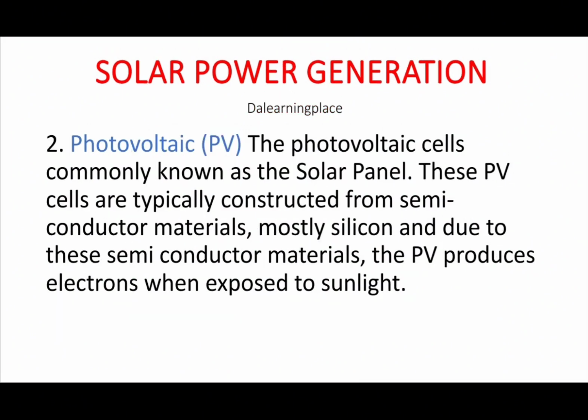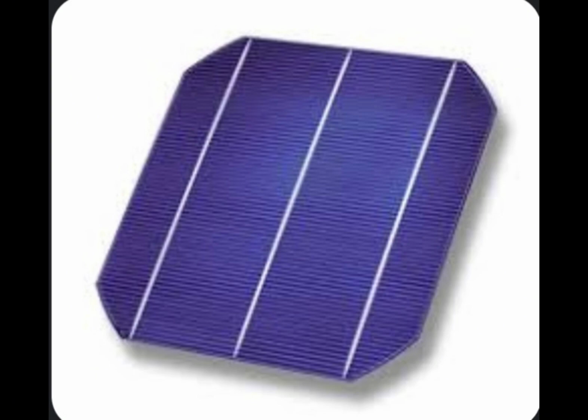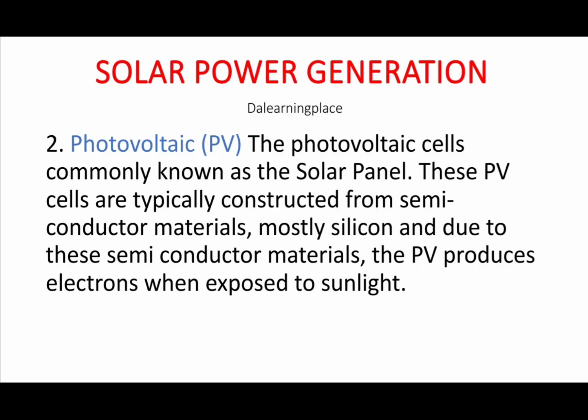Next is the photovoltaic, the PV. The photovoltaic cells, commonly known as the solar panel. These PV cells are typically constructed with semiconductor materials, mostly silicon, and due to these semiconductor materials, the PV cells produce electrons when exposed to sunlight.